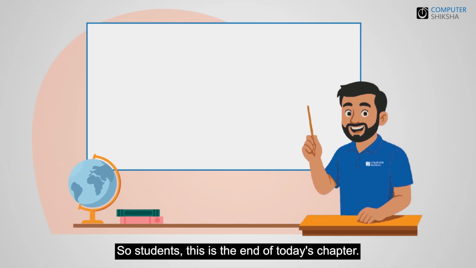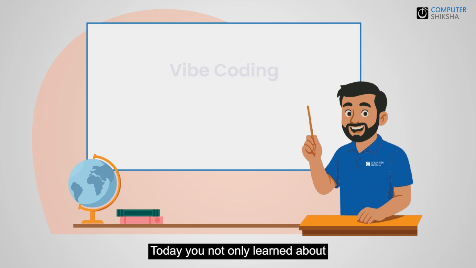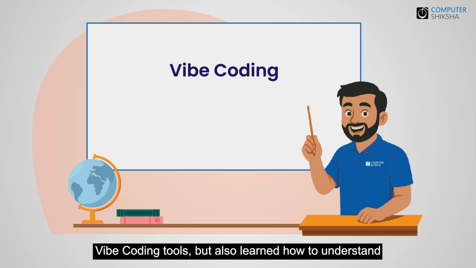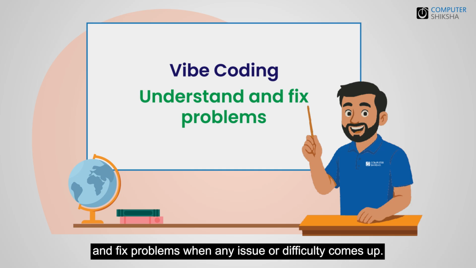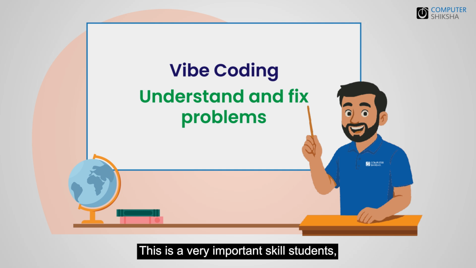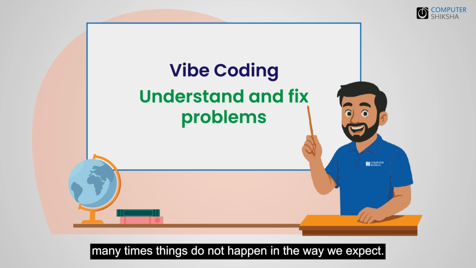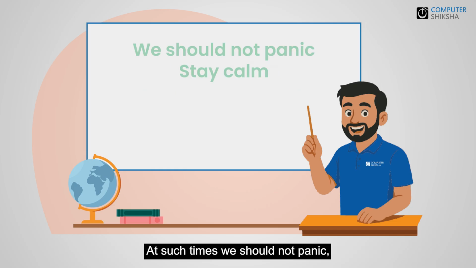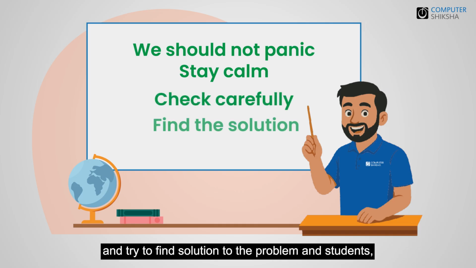So students, this is the end of today's chapter. Today you not only learned about vibe coding tools, but also learned how to understand and fix problems when any issue or difficulty comes up. This is a very important skill, students, because in vibe coding and also in life, many times things do not happen in the way we expect. At such times, we should not panic. We should stay calm, check carefully, and try to find a solution to the problem.